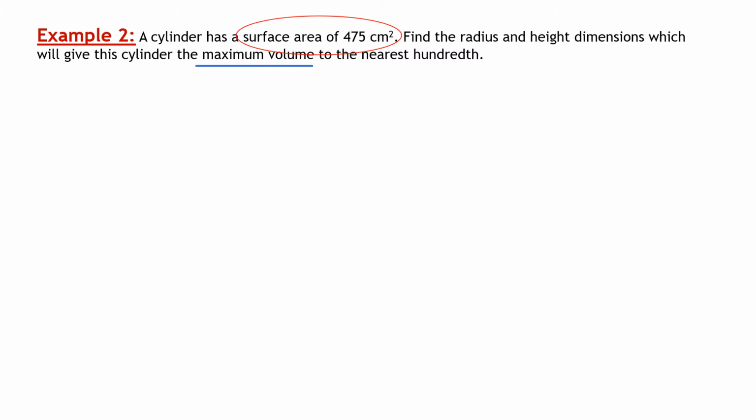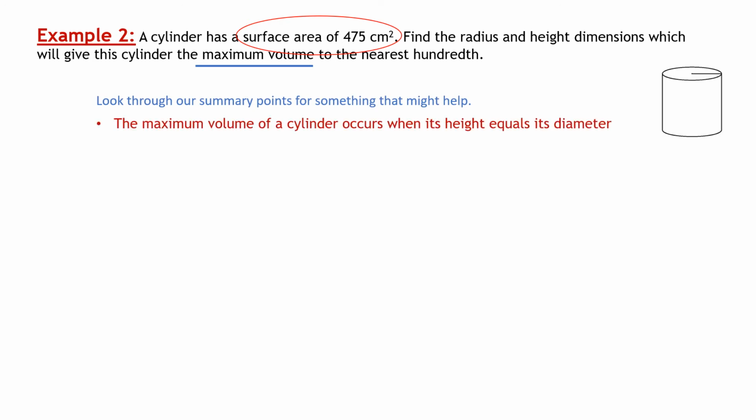Well, if we're given the surface area, let's look through our summary points for something that will help us with either of these. Remember that the maximum volume of a cylinder occurs when its height equals its diameter. That's a really important point back from our first slide. When the height equals the diameter. So here's the height, and that's just the radius there, right? But the diameter would be all the way across.